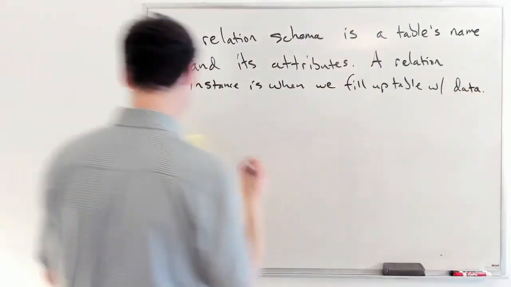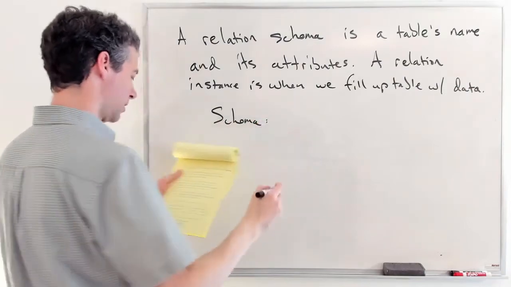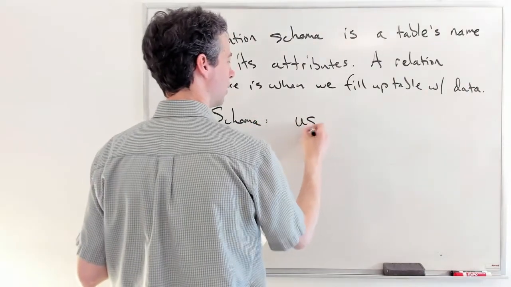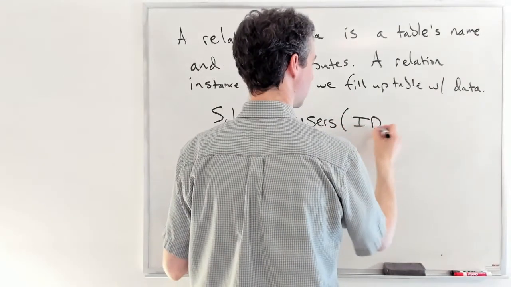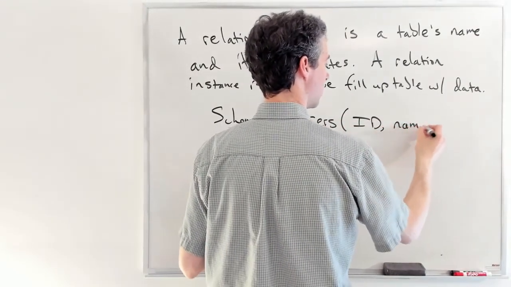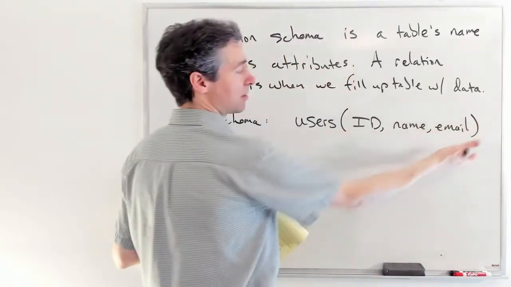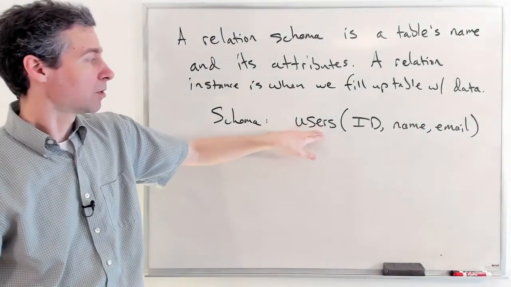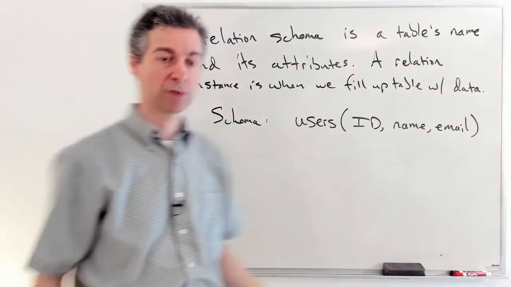Okay, so again, in an example, using what we had before, a schema, we would write it as users, ID, comma, name, comma, email. That's the schema. Pretty simple. What's the relation name or the table name? What are the column names? What are the attribute names?